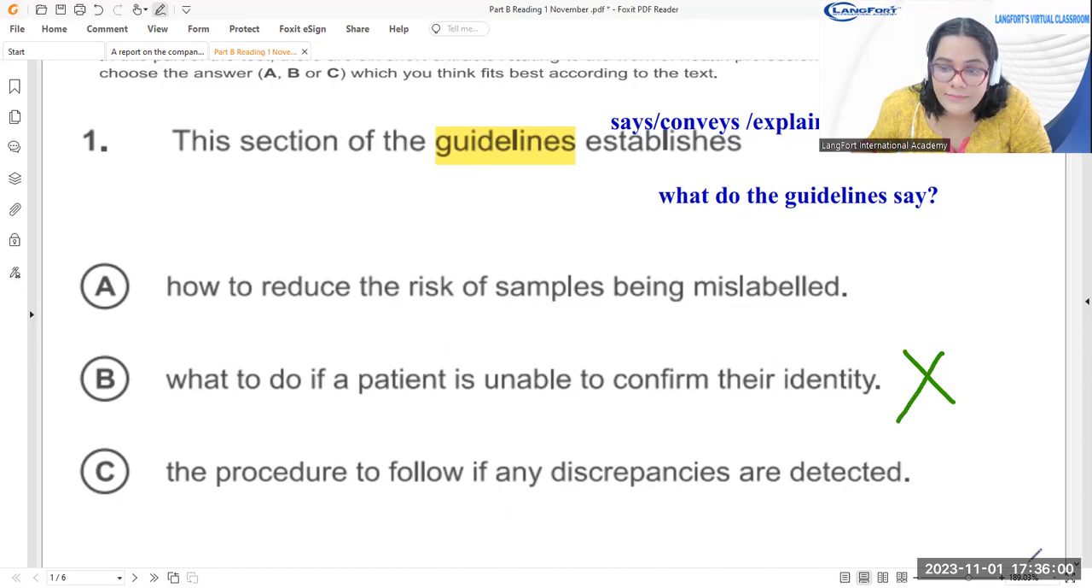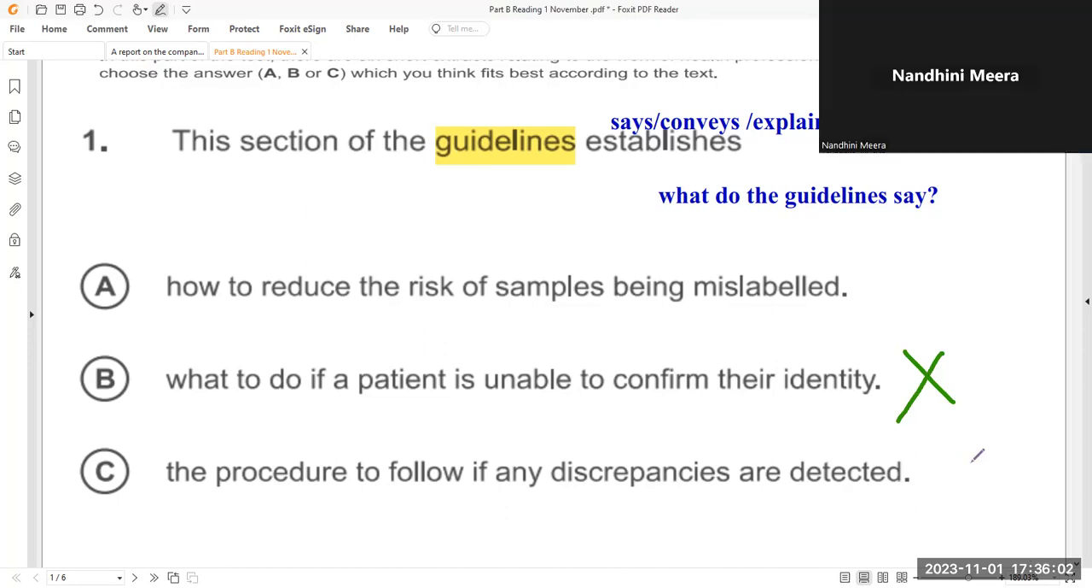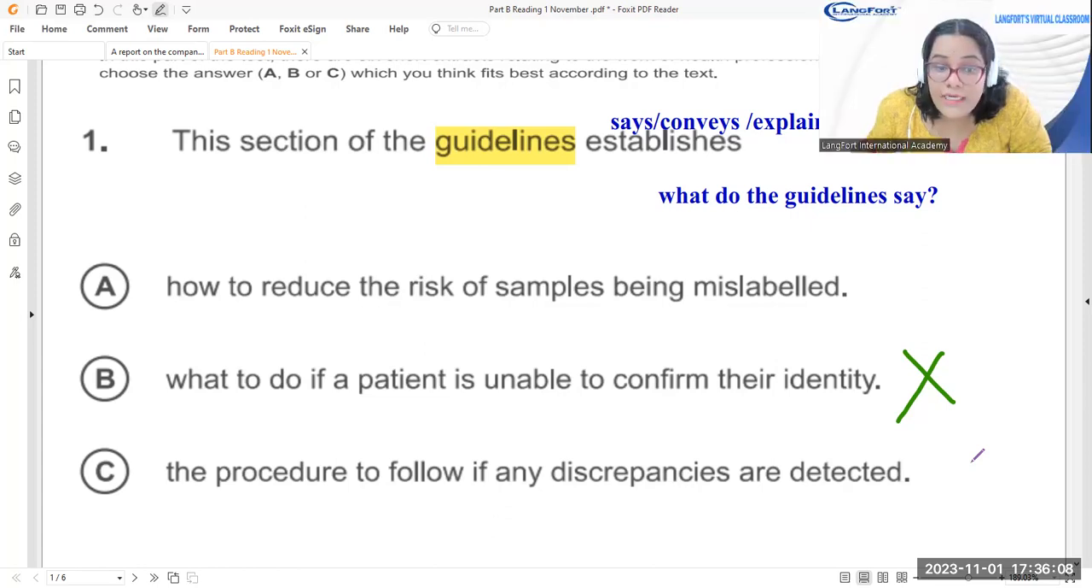Next one, Nandini. This section of the guidelines establishes the procedure to follow if any discrepancies are detected. If you detect any discrepancies, any problems, what procedure to follow? Have they said that? No. So what is the answer? Answer is A. The entire paragraph, right?